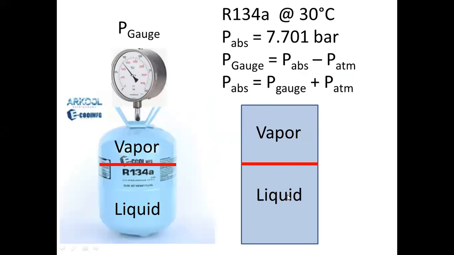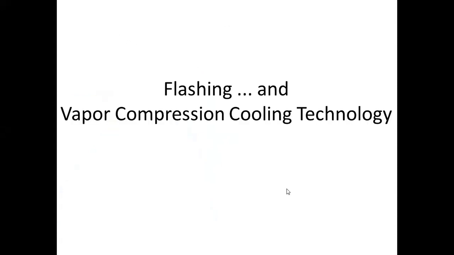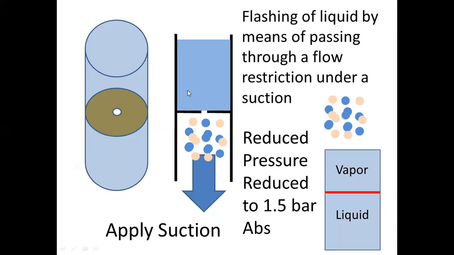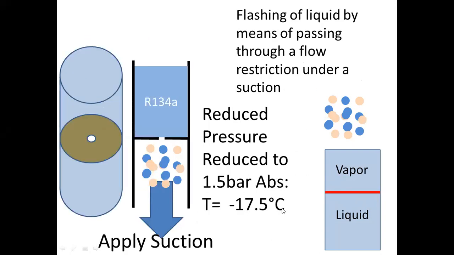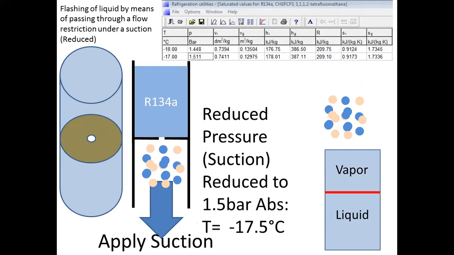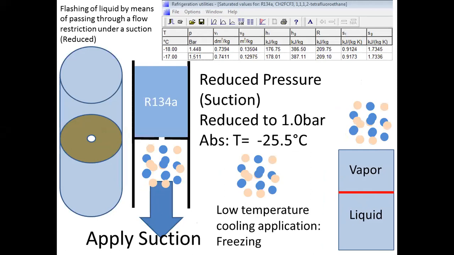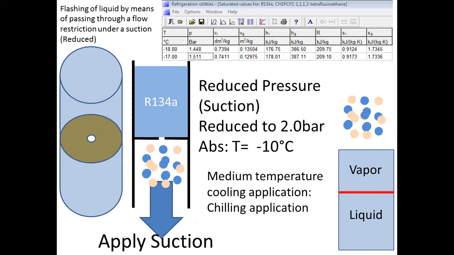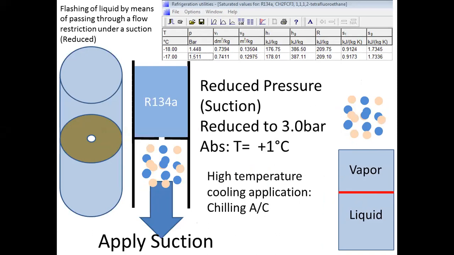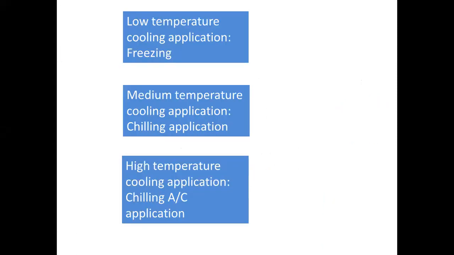So this can be modeled like this. See, flow restrictor here comes down. So vapor liquid at 1.5 bar, there is a certain temperature, maybe minus 17.5. Sorry, 1 bar minus 25.5, low temperature application. 2 bar minus 10, medium temperature cooling applications. 3 bar plus 1, high temperature applications. So there are 3 types, low, medium, and high.